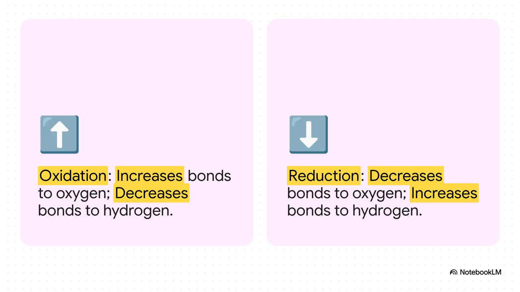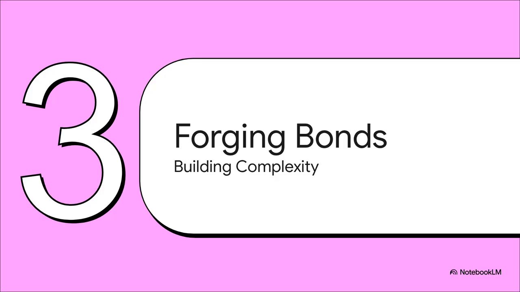So, just to lock it in, oxidation means more bonds to oxygen. Reduction means more bonds to hydrogen. They're the yin and yang of this toolkit, giving chemists fine-tuned control over how a molecule behaves. So we've seen how to swap parts and how to tune their power level. But to build something really complex, you have to be able to connect different pieces together. And that's what our next set of tools is all about, forging new bonds.